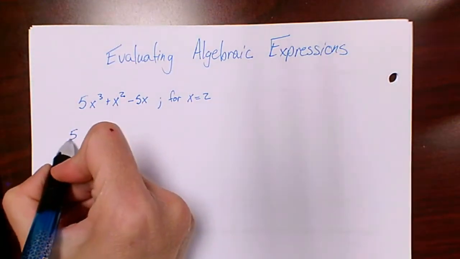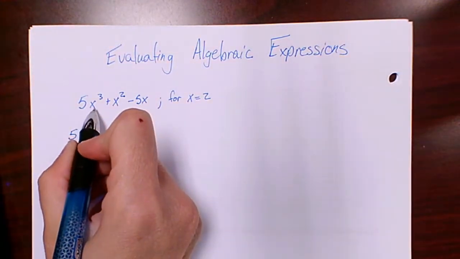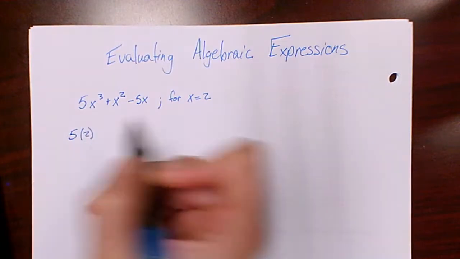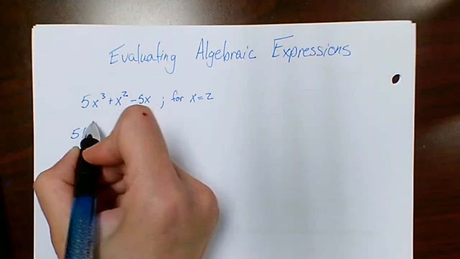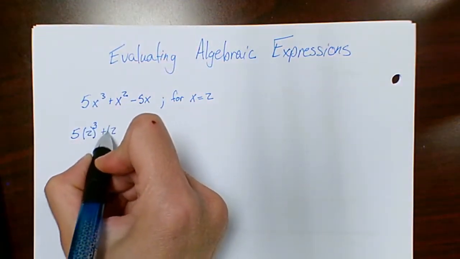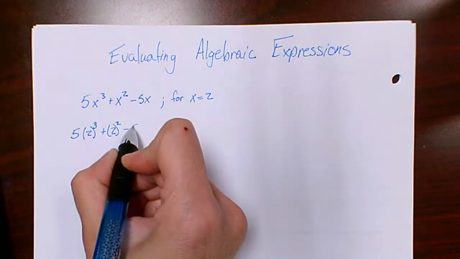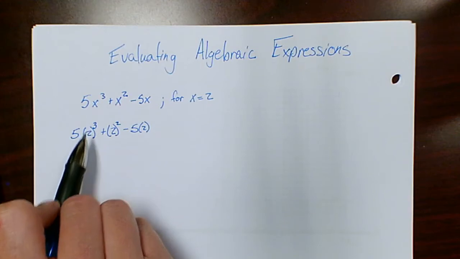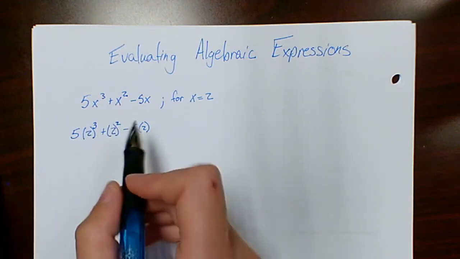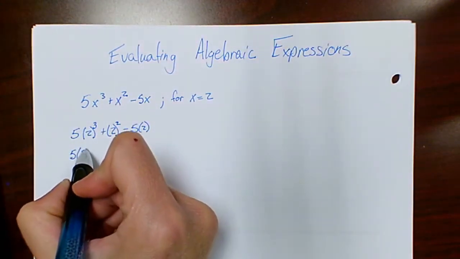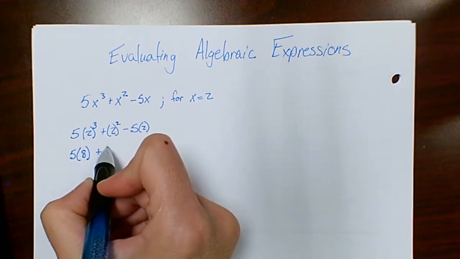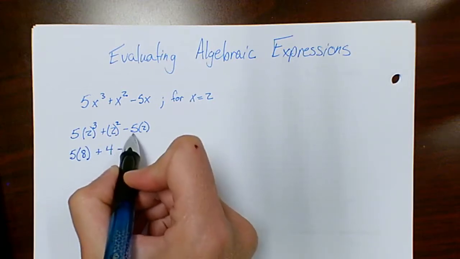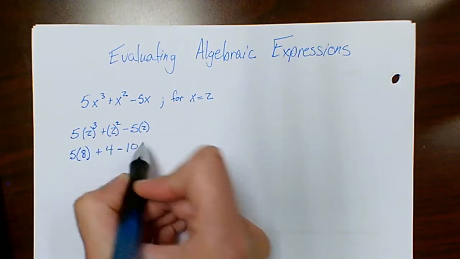So what we're going to do is go 5 times, we have an x here, so we are going to plug 2 in for x to the third power, plus 2 to the second power, minus 5 times 2. So 2 to the third power, that's 2 times 2 times 2, which is 8. So we'll have 5 times 8, plus 2 times 2 is 4, minus 5 times 2 is 10.